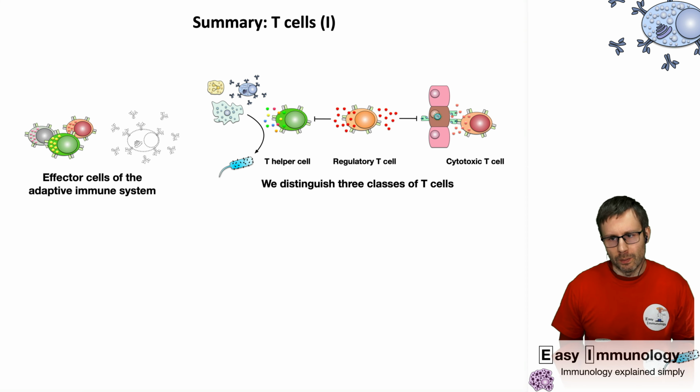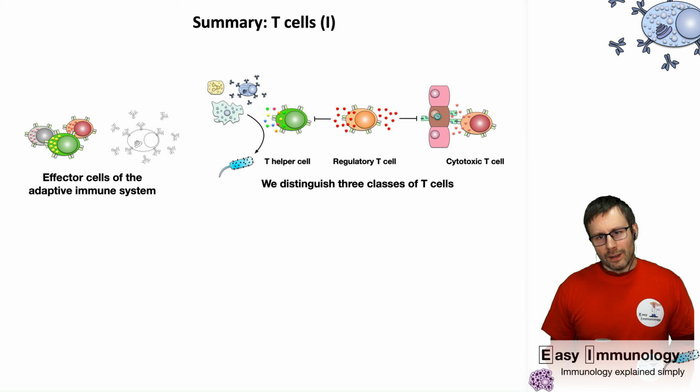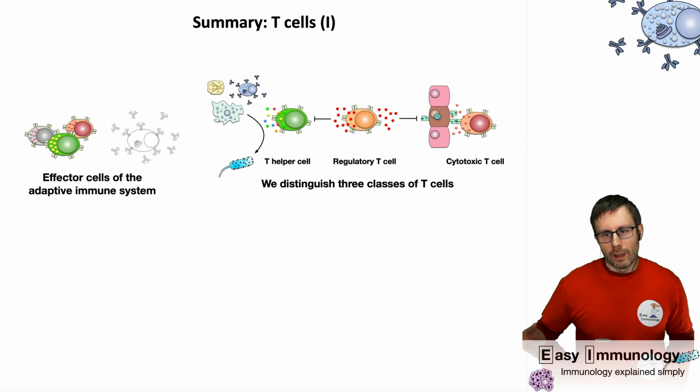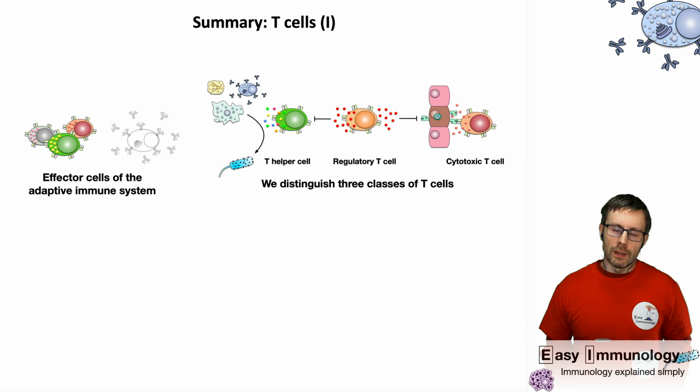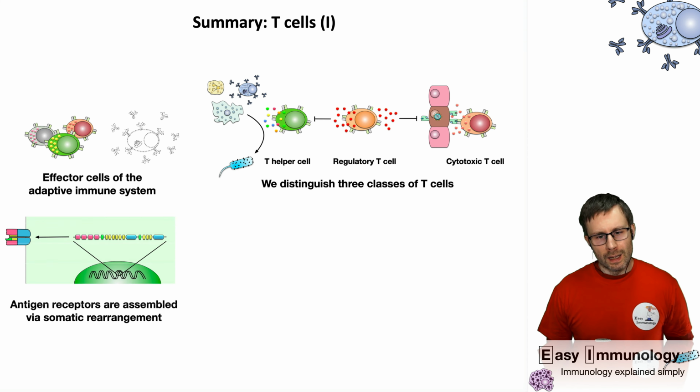And we distinguish between three classes of T cells. We have the helper cells that orchestrate the immune response by producing cytokines. We have cytotoxic T cells that directly kill infected cells or cancer cells. And we have the regulatory T cells that are able to shut down immune responses if we no longer need them, or if we make them, for example, against our own cells and tissues.